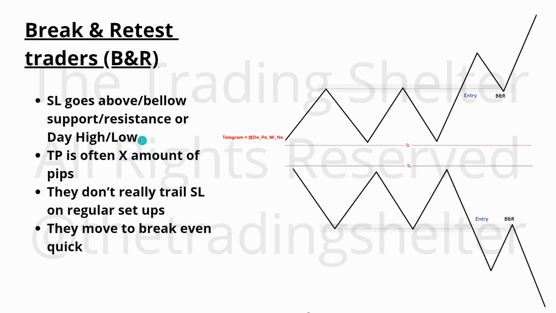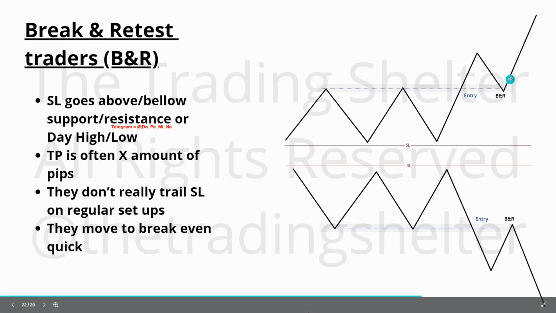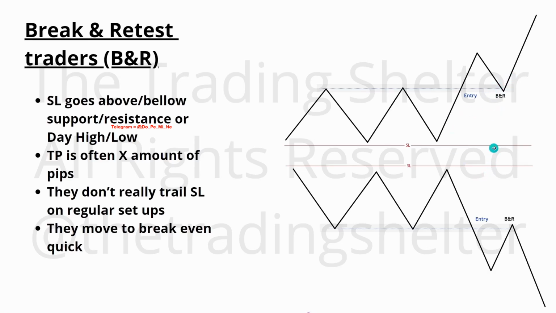TP is often X amount. Those breakout traders, oh, I'm going to aim for 10 pips, 20 pips, whatever, right? Because they don't really have a respectable risk reward. They don't really trail stop loss because oftentimes it's only a quick move. So they enter here, they wait for the new high, and they're done. They move to break even quick. When price moves from their entry zone, they will move their stop loss to break even. Also, oftentimes they have a 50 pip stop loss for a 10 pip move. I think you already know the kind of trader I'm talking about.